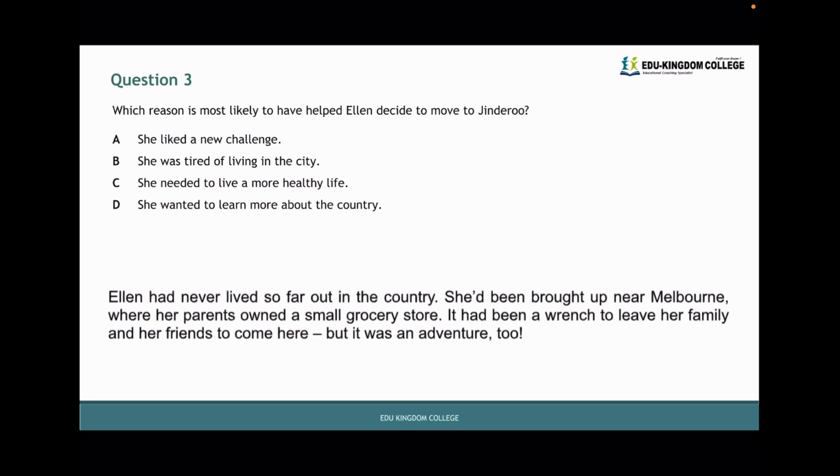Question three then asks us which reason is most likely to have helped Ellen decide to move to Jindaru. In the first paragraph, we understand that Ellen did not used to live in Jindaru. In the last sentence of that paragraph, they state, it had been a wrench to leave her family and her friends to come here, but it was an adventure too. The sentence starts off kind of sad, because you're leaving your loved ones and your relatives, but then this dash symbolizes a change in tone, a very sudden change in mind, and it ends really upbeat.